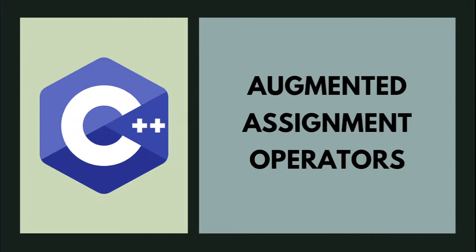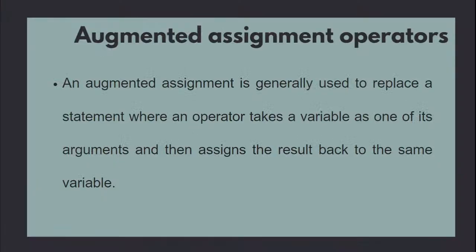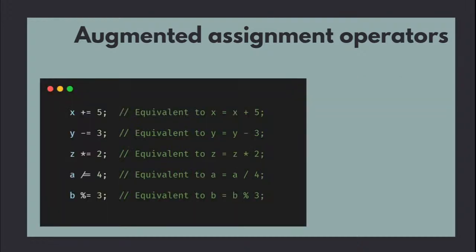So augmented assignment operator. Okay. So what does that mean? For example, an augmented assignment is generally used to replace a statement where an operator takes a variable as one of its arguments and then assigns the result back to the same variable. Sounds confusing, right? If you read this definition, you won't understand it. Practically, it's very simple. For example, this is what happens.